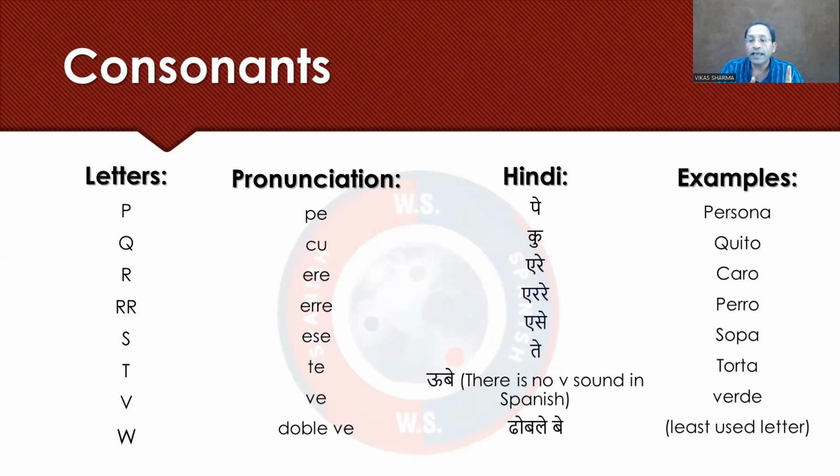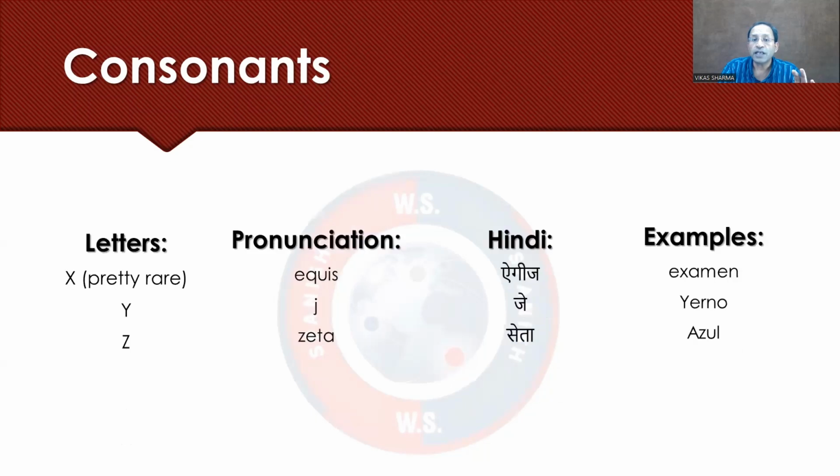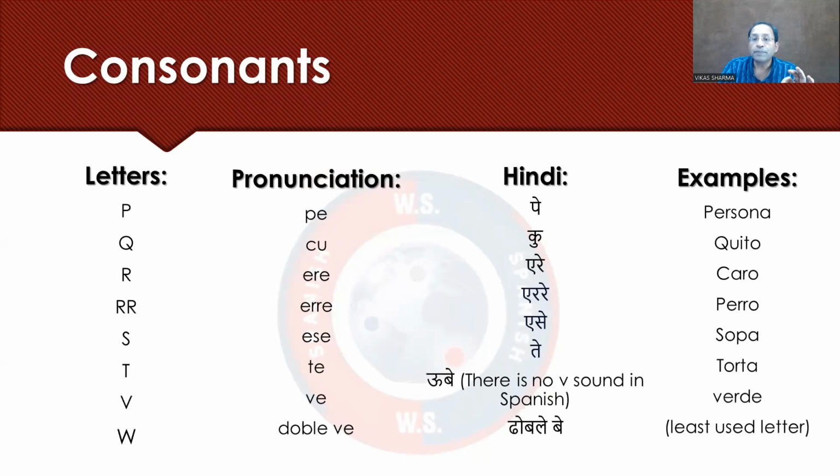S, sopa. T, torta. V. Again, I said V and B are same sounding alphabets. Verde. B and V have the same sound. I'm repeating it again. Verde. Doble V, again, it is the least used letter in Spanish language. Iguis, examine. J, journey. Zeta, assume. Okay. Again, repetir.